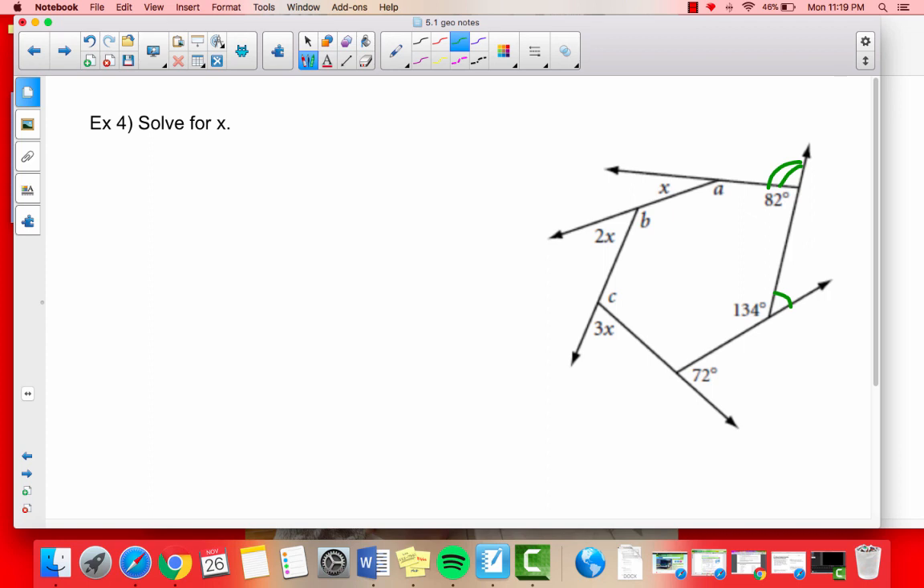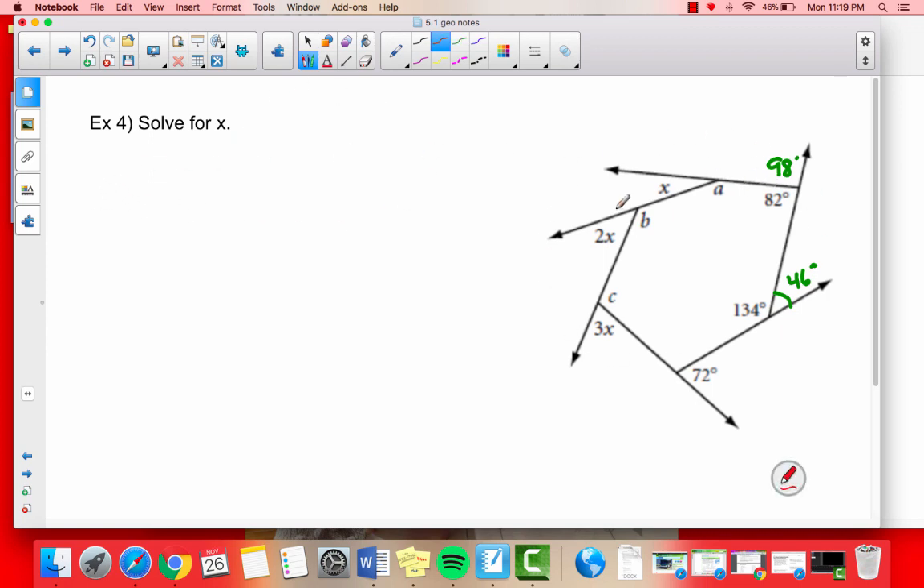So if I take 180 minus 134 in this particular angle, I'm going to get that this is 46 degrees because these 2 are supplementary. And then I can do the same thing up here at the top. I could take 180 minus 82 and get that this angle is 98 degrees. So getting those is just going to help me get my entire equation set up a little bit easier.